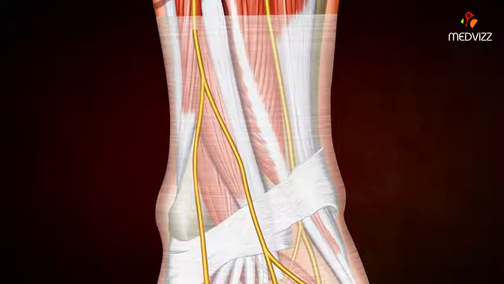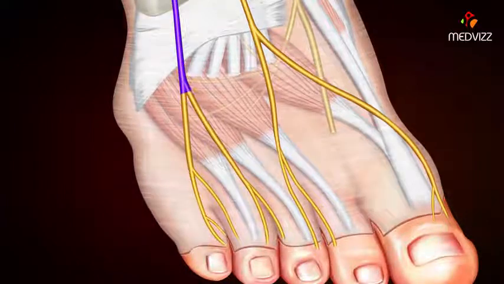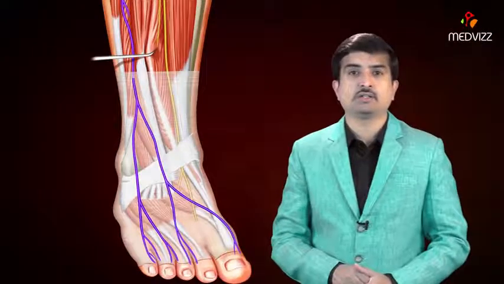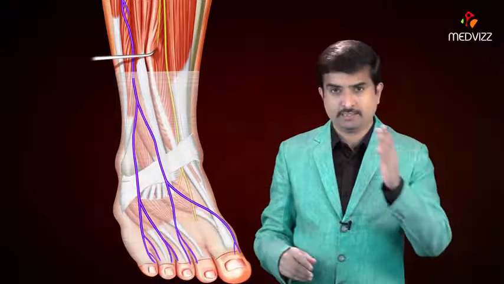And next one is the lateral terminal branch. The lateral terminal branch of the superficial peroneal nerve also divides into two dorsal digital nerves for the third as well as fourth interdigital cleft. This is what is about the superficial peroneal nerve.